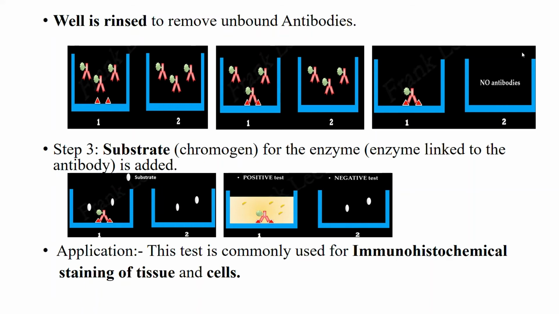And the last one, that is the third step, that is substrate. Here we are going to add a substrate because the enzyme will react with the substrate and form a color complex. So we are going to add a substrate in each of the wells, and you can see that in the last picture there is a color formation because it indicates that the specific antigen has bound with the enzyme conjugated antibody, and that enzyme has reacted with the substrate, hence it has changed the color, and this color indicates a positive test.